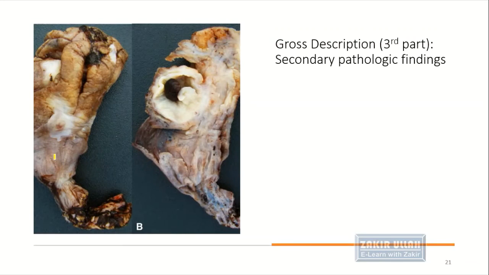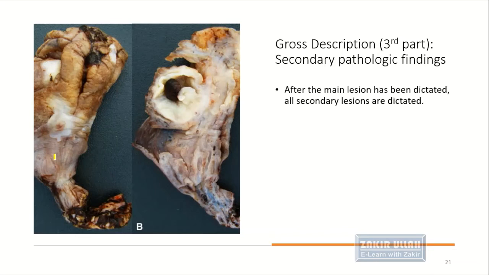The third part of the gross description is where we describe any secondary pathological finding that was not mentioned or identified by the clinician. After the main lesion has been dictated, all secondary lesions must also be dictated, and these include the relationship of multiple lesions to each other.